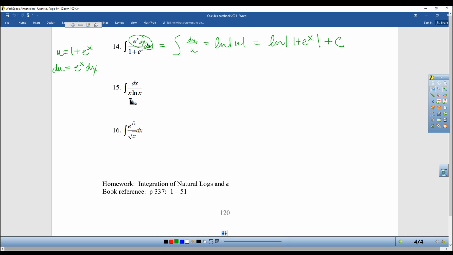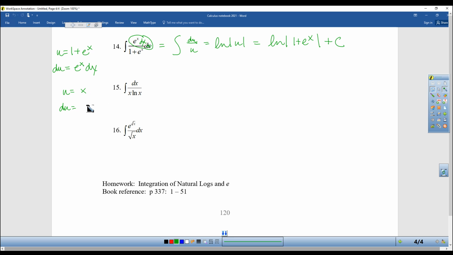Okay, so now we have two different things going on. We have an x and we have a natural log of x. In your head, you need to be thinking, I don't have a product rule. It's integration. The only way integration works is if one thing is u and the other one is du. So try it both ways.